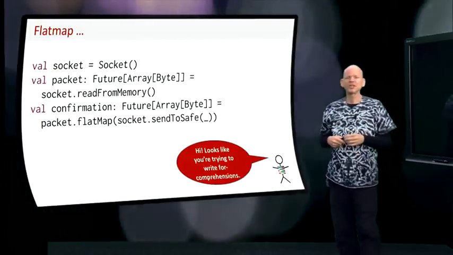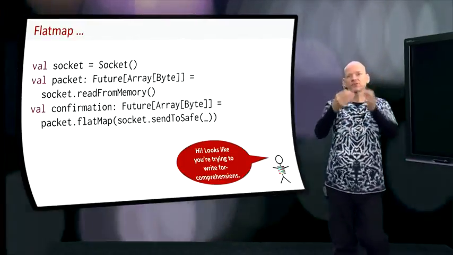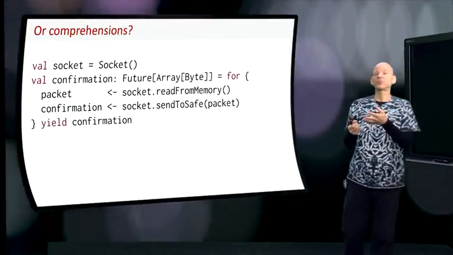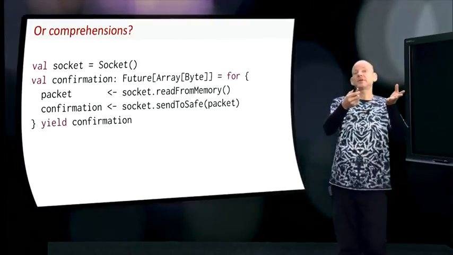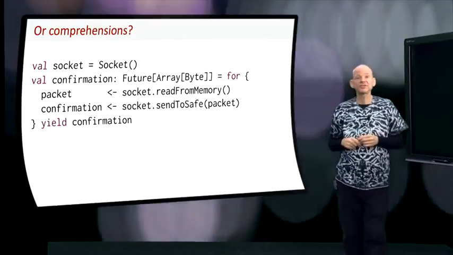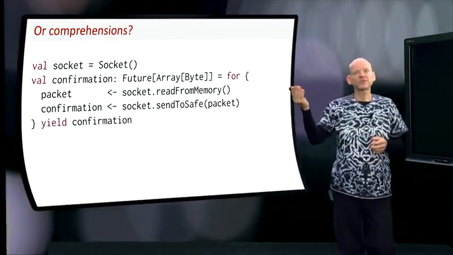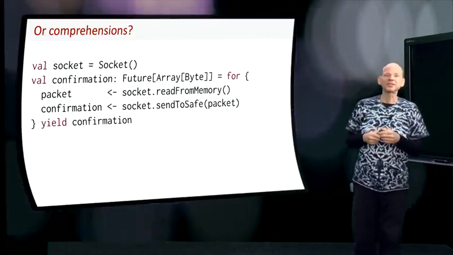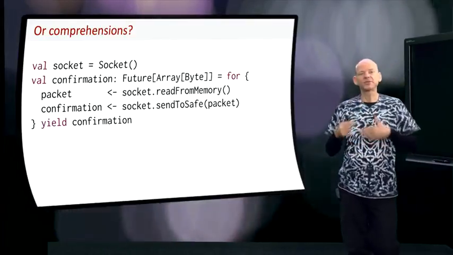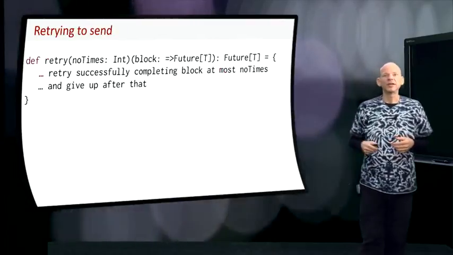Remember this code where we read from memory and we use flatMap and so on. Of course, we can write the same code using for comprehensions because futures are monads. They support all the constraints to use for comprehensions. So we can write the code as this: read a packet from memory, put it in packet, and then save the packet. You get a confirmation, and you yield a confirmation, and the result type is future of array of bytes.